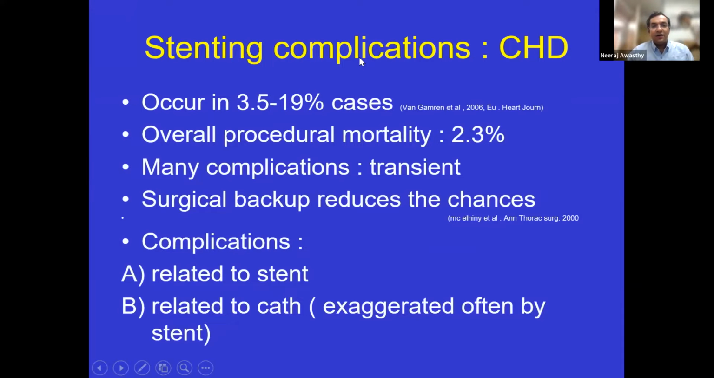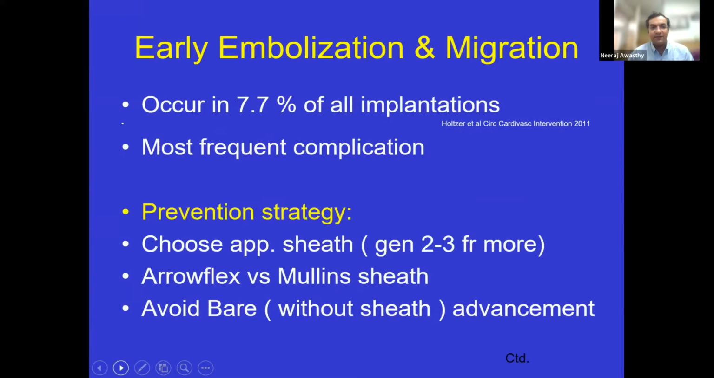So stenting complications will occur in around 3.5 to 19% of the cases, and overall procedure mortality is around 2.3%. It has many complications, maybe transient. The surgical backup generally reduces the chance, and complications may be related to the stent or may be related to the cath, and is often exerted by the stent itself. One of the important complications is early embolization and migration, which occurs in around 7.7%, the most frequent complication.